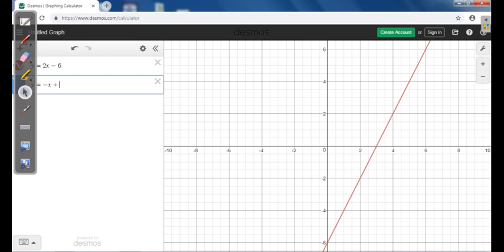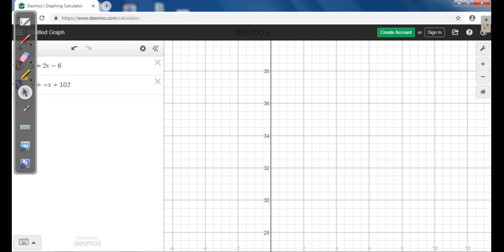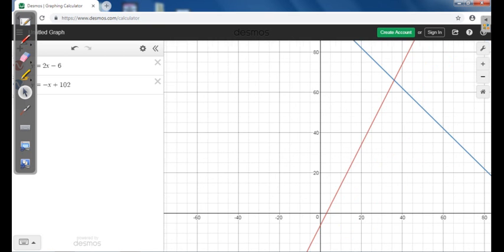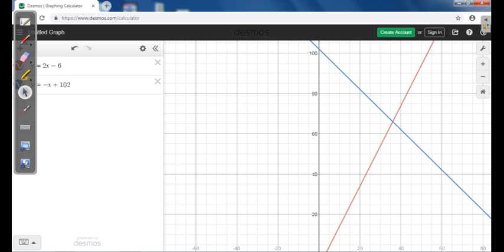Okay. So, you see that this is going to be way up here, right? This is where 102 is. Do you see where the two lines intersect? Okay, so it's right here. So in this case, the x value, which was Bill's weight, is 36, and Jason's weight is 66. That's what this answer is.